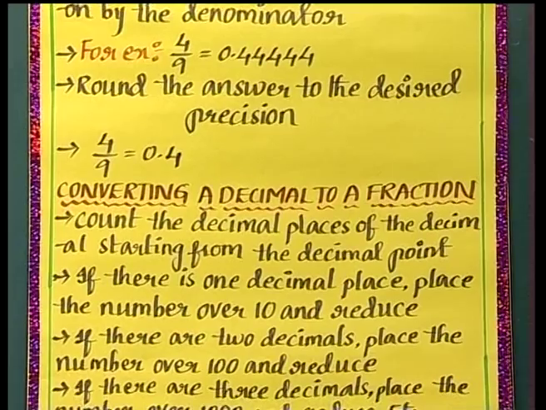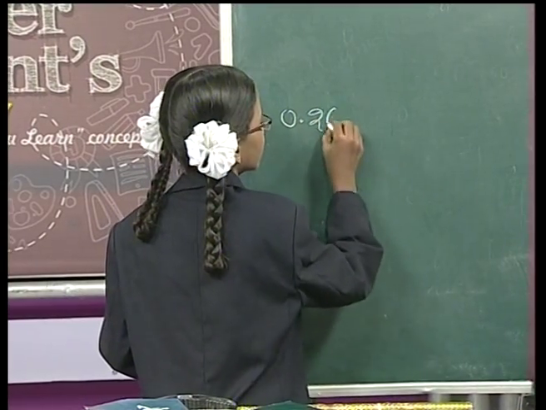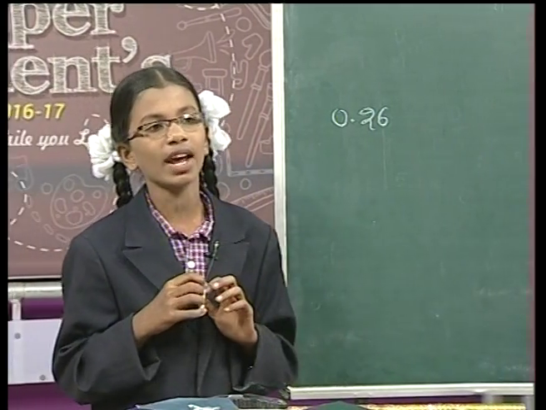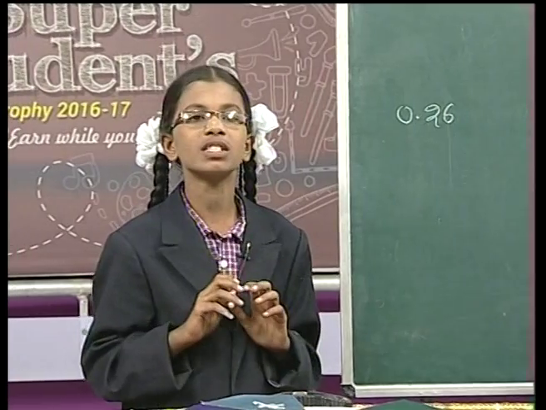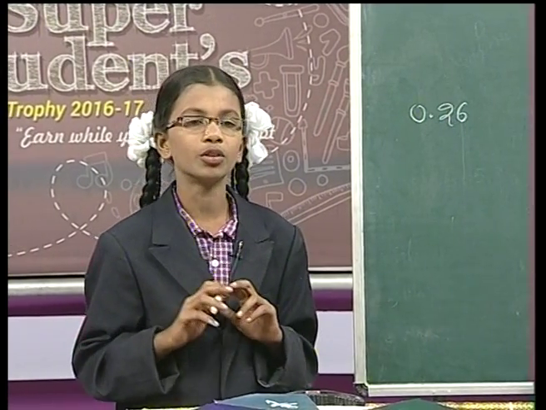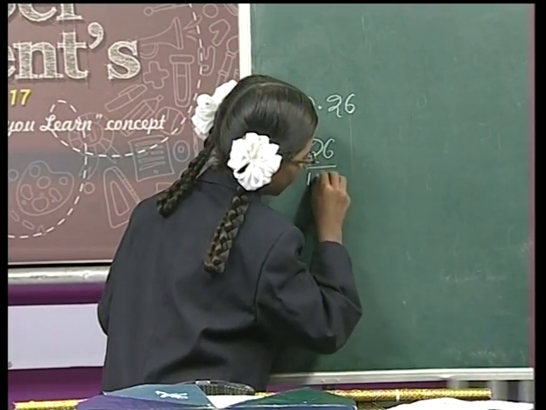Friends, here for example 0.26. How to convert it into a fraction? After the decimal point, how many numbers are there? 2. Then the number goes over 100, so we can write it as 26 by 100.